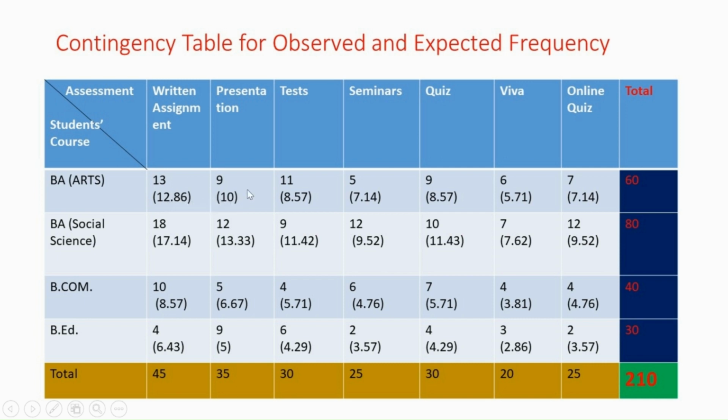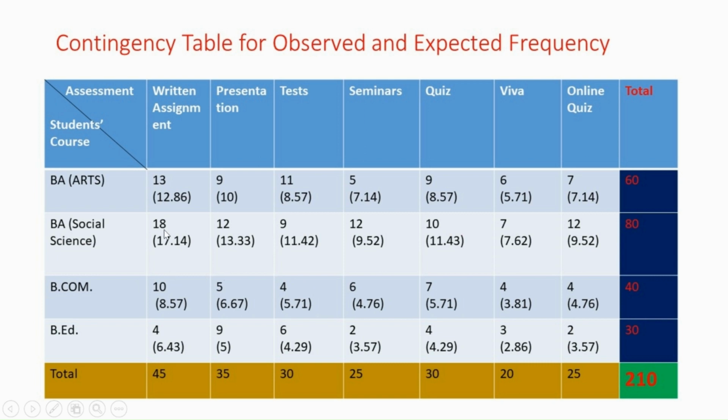Similarly, for the presentation and BA Arts students, that is in the second cell in the first row, we find the frequency by multiplying 35 and 60 and then dividing by 210. And for the third cell and BA Arts students, we find the expected frequency by multiplying 30 and 60 divided by 210. In a similar way, we find the other frequencies.